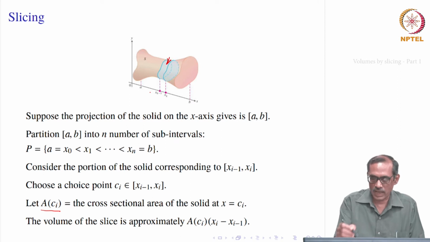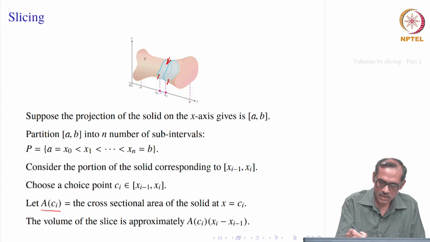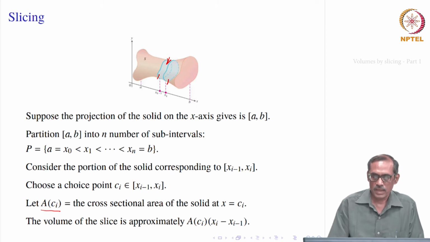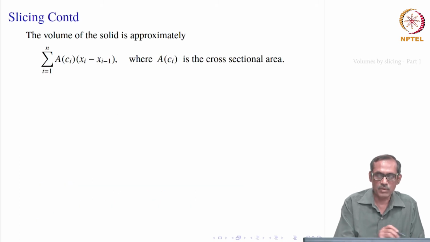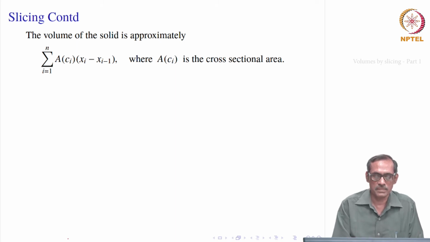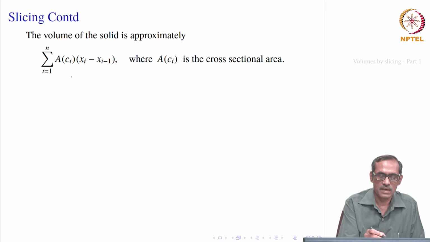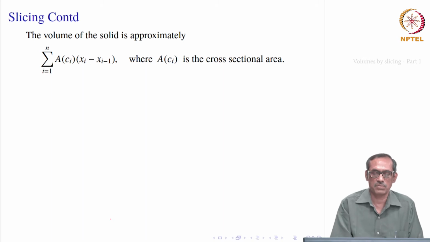Now, the volume of the slice will be approximated by the area at Ci times the length xi minus xi-1. Then we form the Riemann sum. So, the volume of the solid is approximately the summation, i from 1 to n, of all these slices. Each slice has the volume A of Ci times xi minus xi-1. So, this is an approximation of the volume of the solid.